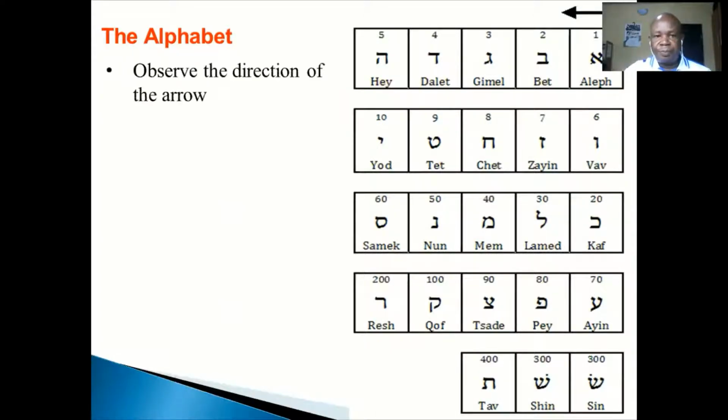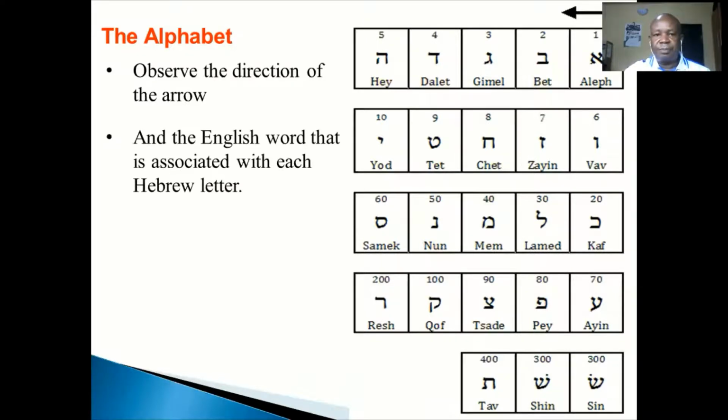Then I would like you to observe the direction of the arrow. The arrow is pointing from right to left, giving you the understanding that you read Hebrew from right to left. It is not like English that you read from left to right. So let that arrow be your guide. The English word that is associated with each Hebrew letter, you should also see it. For each column, there is an English word that is attached to the Hebrew alphabet.